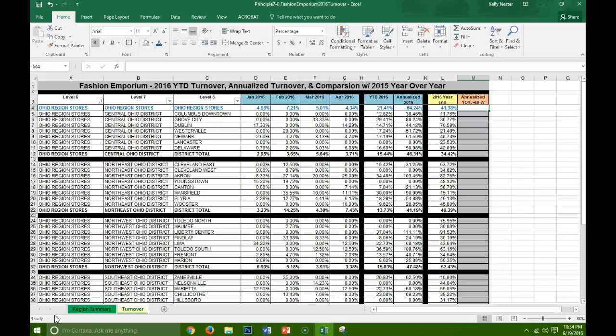In the last Excel tutorial, I explained how to calculate annualized turnover, and although the year-over-year comparison was briefly mentioned, I'd like to discuss in detail this additional key formula. To demonstrate the formula for year-over-year comparison of turnover at this fictional retail company, Fashion Emporium, I'll be using the Ohio Region Stores total, which consists of the 5 Ohio districts listed below.